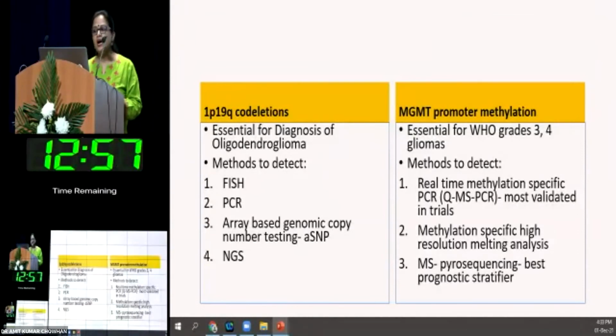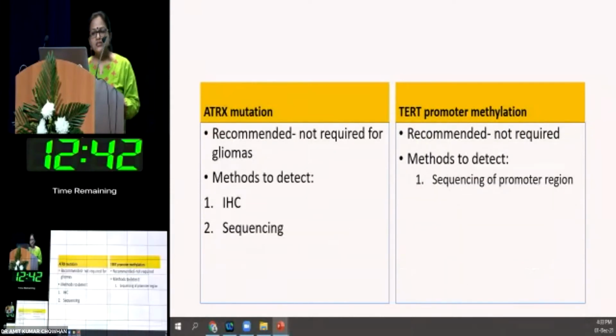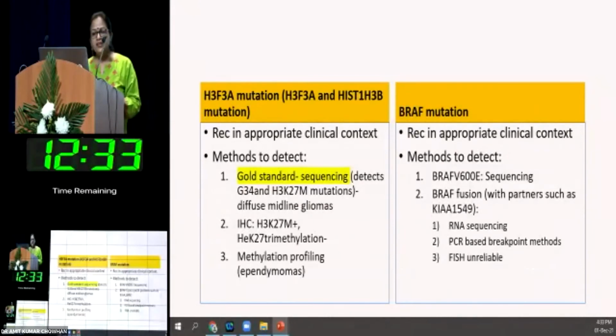MGMT promoter methylation is essential for diagnosis of WHO grade 3 and 4 gliomas, and the methods used to detect them are methylation-specific PCR, which can be quantitative, high-resolution melting analysis, and pyrosequencing. ATRX mutation is recommended, and the methods to detect it are IHC and sequencing. TERT promoter methylation by sequencing of the promoter region. H3F3A mutations have to be looked for in the appropriate clinical context, and the gold standard to look for these is sequencing because it detects all the mutations of histone, including G34 and H3K27M. IHC can serve as a surrogate, but in ependymomas, methylation profiling is a preferred method.